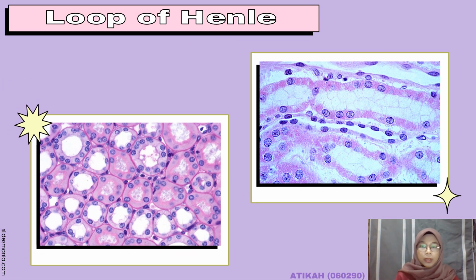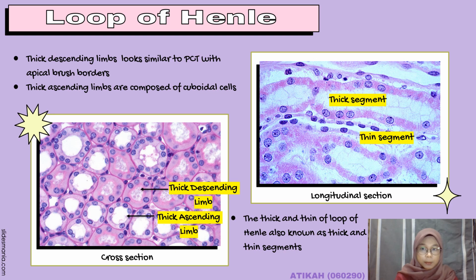The loop of Henle has descending and ascending limbs. The thick descending limbs look similar to the proximal tubule with the apical brush borders, while the thick ascending limbs are composed of cuboidal cells that do not have apical brush borders. The thick and thin parts of the loop of Henle are also known as thick and thin segments.